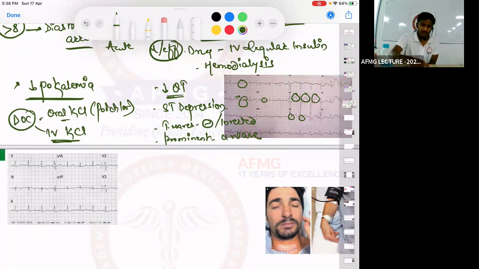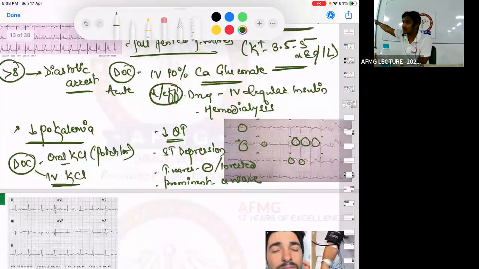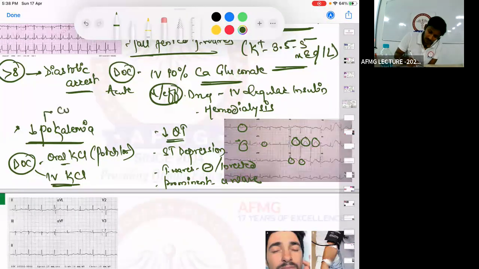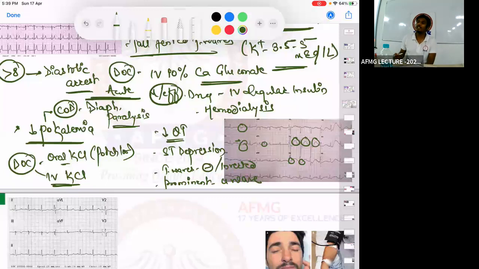What is the cause of death in cases of hypokalemia? In hyperkalemia, the cause of death was diastolic arrest. Hypokalemia में cause of death क्या होगा? It would be diaphragmatic paralysis. What happens in hypokalemia? The main symptom of hypokalemia is muscle weakness, right? So please remember, the cause of death in hypokalemia is diaphragmatic paralysis leading to respiratory failure in the patient. No issues with this?